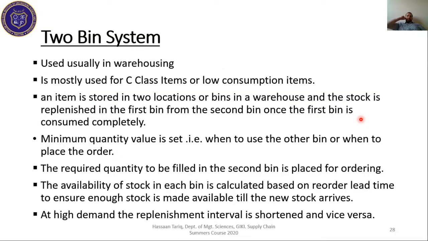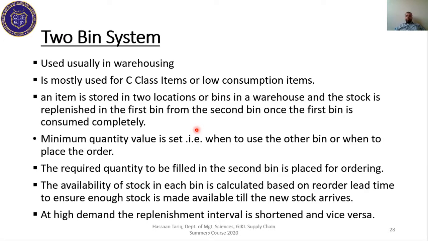The other inventory management system that we have is the 2-bin and 3-bin system, right? A 2-bin system is used in warehouses, mostly for C-class items or low consumption items. We will look at what C-class items are. An item can be stored in 2 locations or bins in a warehouse, and the stock is replenished in the first bin from the second bin once the first bin is consumed.